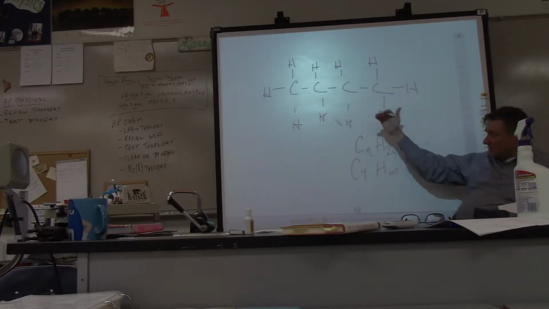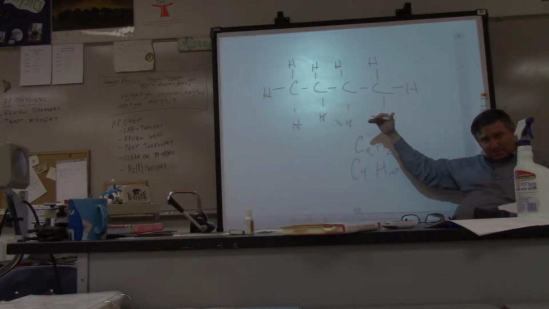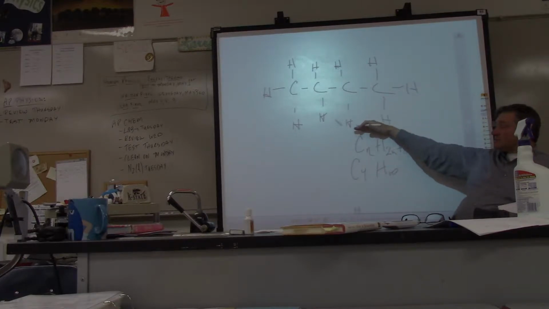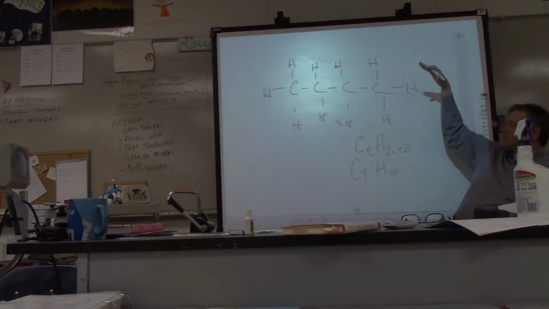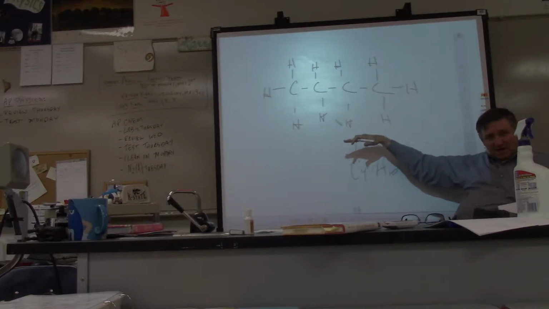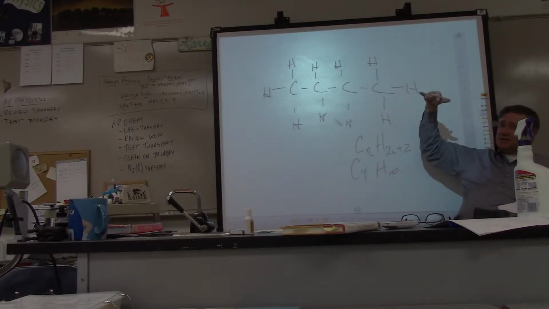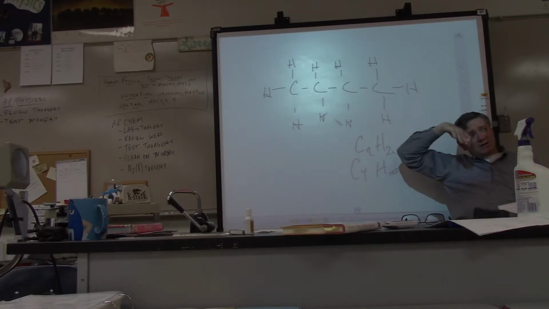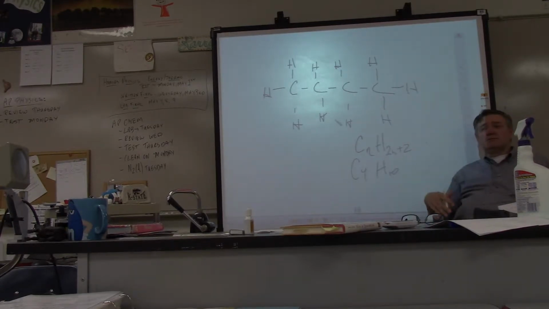Because of the linear structure of this, do you think the London dispersion forces, and Mr. Flett, love you to death, but don't answer, if you were to put this beside another one, would be relatively strong or relatively weak? Relatively strong. Why? Because it has a large electron cloud, so it uses a temporary dipole. True, but not what I'm looking for.